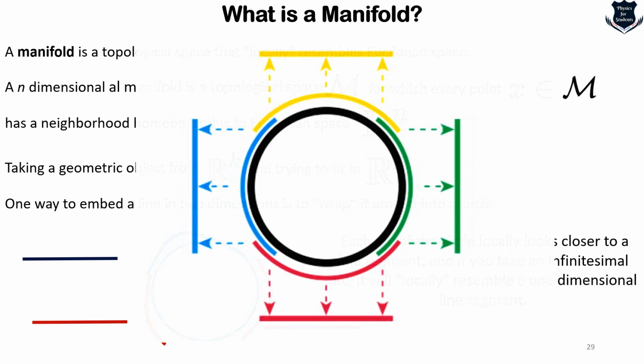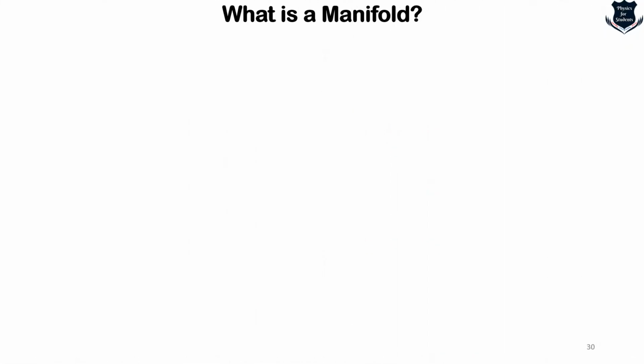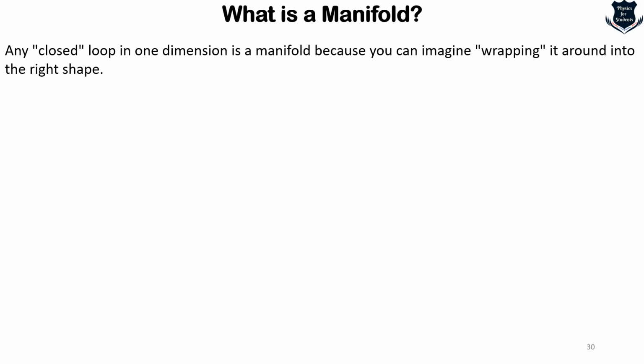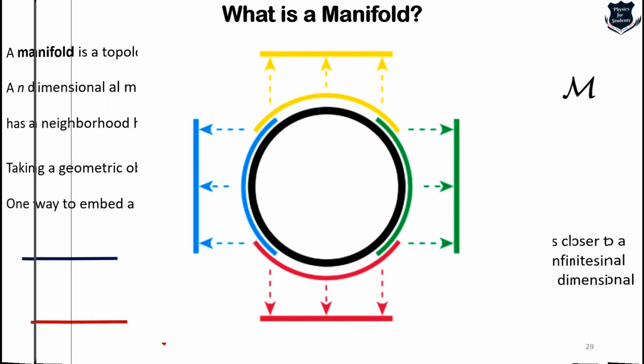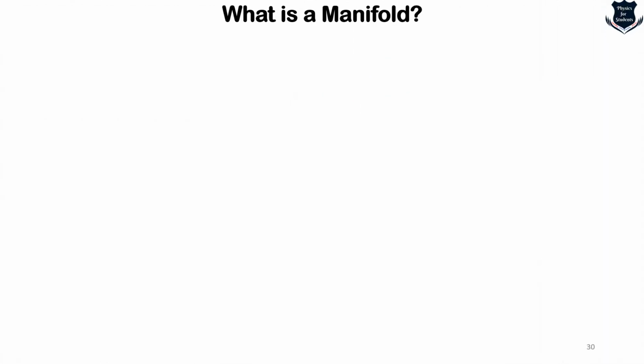So this diagram, which is from Wikipedia, actually shows it better. The yellow one, the blue one, the green one, and the orange or the red one, all of them have been able to wrap around this circle. So from here we can deduce that any closed loop in one dimension is a manifold. Why? Because you can just imagine, in the fashion I just told you, wrapping it into the right shape.